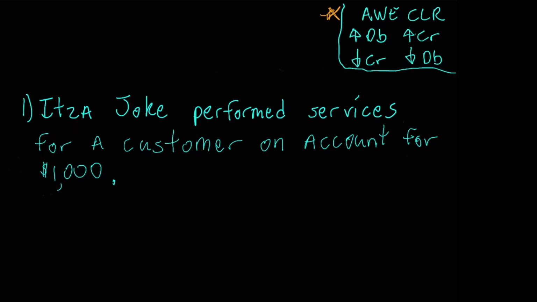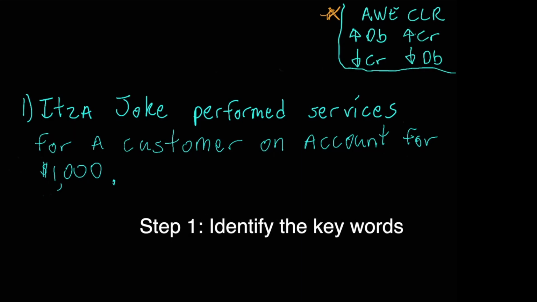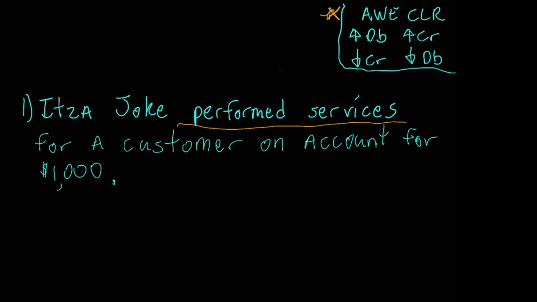So let's take a look at this transaction. Joe performs services for a customer on account for $1,000. Step 1, let's identify the keywords out of this sentence. Keywords are perform services and on account. Gang, keywords are vital for getting to the right answers in accounting because a lot of times those keywords will direct you to the right accounts that are affected. So, perform services are the keywords.